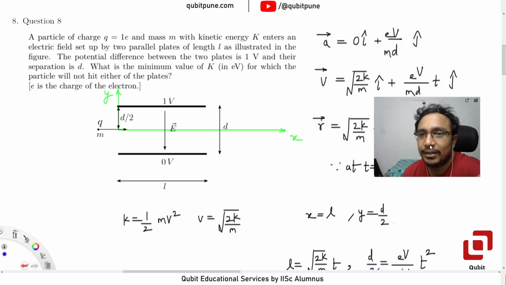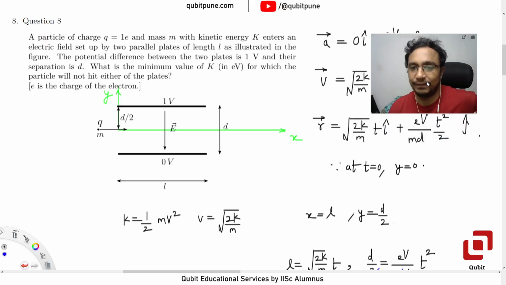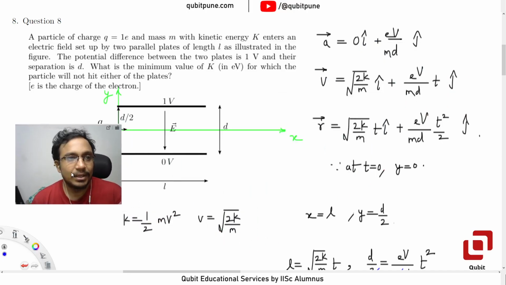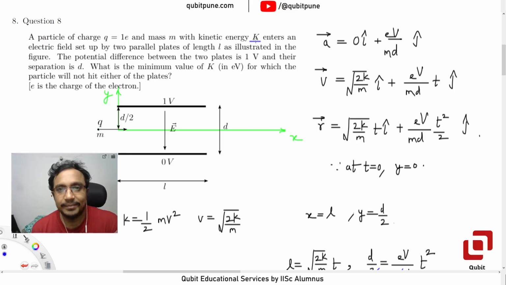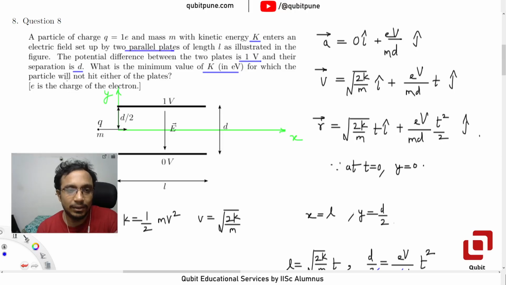You did, did you? Okay, let me explain my method, and if it matches with you, better. Otherwise, we'll see. A particle of charge e and mass m with kinetic energy k enters an electric field set by two parallel plates of length L as illustrated below. The potential difference between the plates is 1 volt and the separation is d. What is the minimum value of k in electron volts for which the particle will not hit either of the plates? e is the charge of the electron.